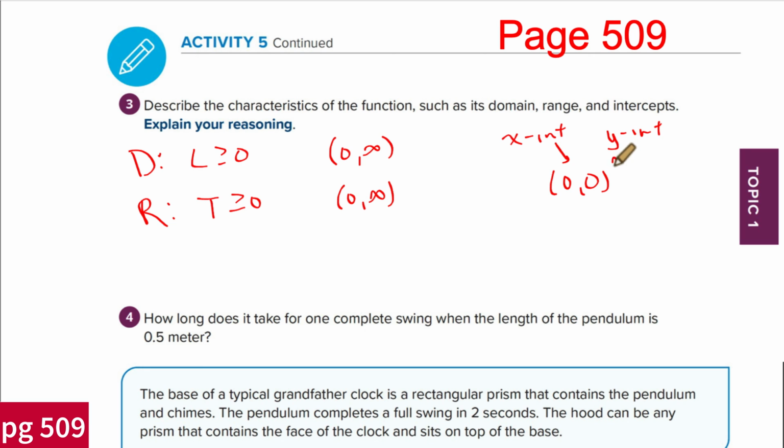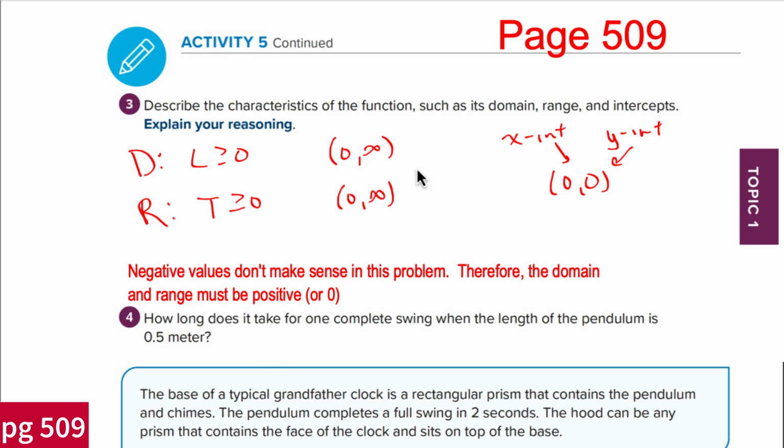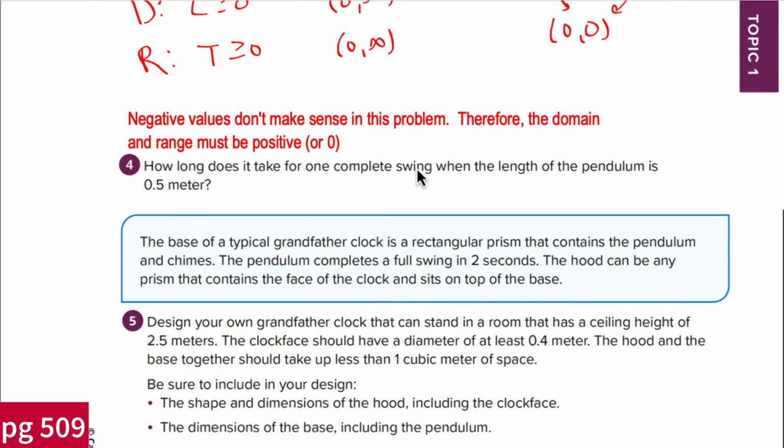Voila. Okay, explain your reasoning. Well, it has to be positive because you can't have negative length of pendulums. That doesn't make sense. You can't have negative time, I mean, in this problem, you can't. It doesn't take negative time to do something. So let's write that out: negative values don't make sense. Therefore, the domain and range must be positive.